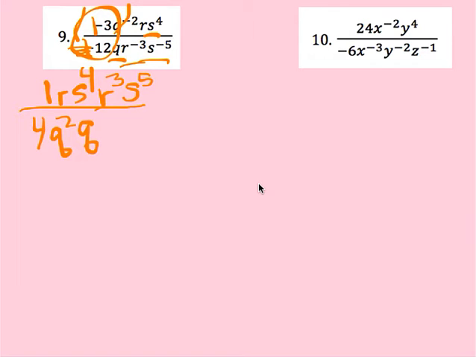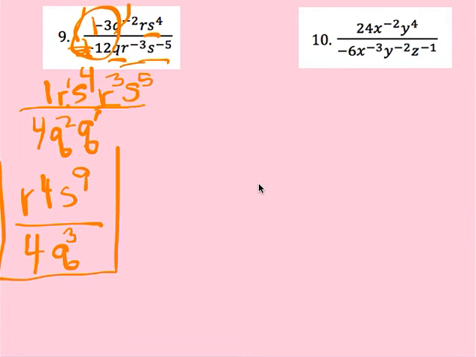So now let's go ahead and simplify that out. So I have 1. Oh, a highlighter. How cool. Okay, so I'm going to take out that 1, and I'm going to have r to the 1st times r to the 3rd. So you add those together, and you're going to get r to the 4th. S to the 4th times S to the 5th, you're going to get S to the 9th. Again, remember when you multiply, you add those exponents. Then on the bottom, Q squared times Q to the 1st, that's going to give me Q to the 3rd. And then I'm still going to have that 4 there. So that right there is my final answer for number 9.